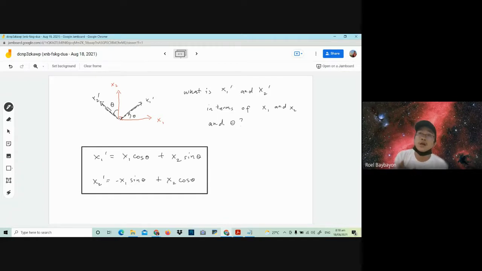Because you are equating two different coordinate systems, and then you derive the relationship between these two. So from the x1, x2 coordinate system, you transform it to another coordinate system x1 prime, x2 prime. So we call this coordinate transformation. You transform x1, x2 into x1 prime and x2 prime. Based from these two equations, we will now define direction cosines.